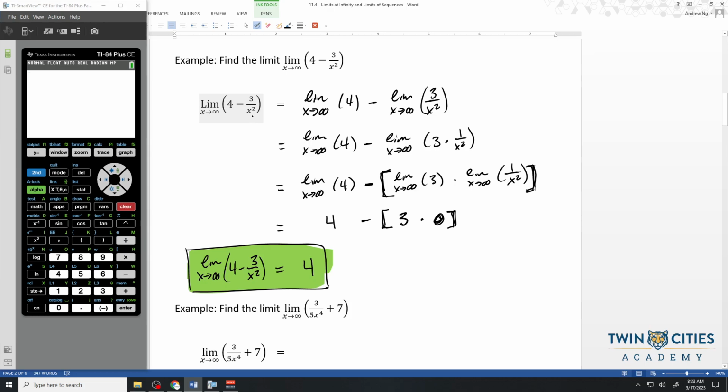Think of it as if I plug in 1, this would be 3 over 1 squared, or 3 over 1 is 3. But if I were to plug in, let's say 1,000,000, then 1,000,000 squared would be a really big number, but because that's in my denominator, 3 divided by that is going to be a very, very small number. So this is going closer and closer to 0. So then I would just have 4 minus this 0, just like I did here, would be 4.